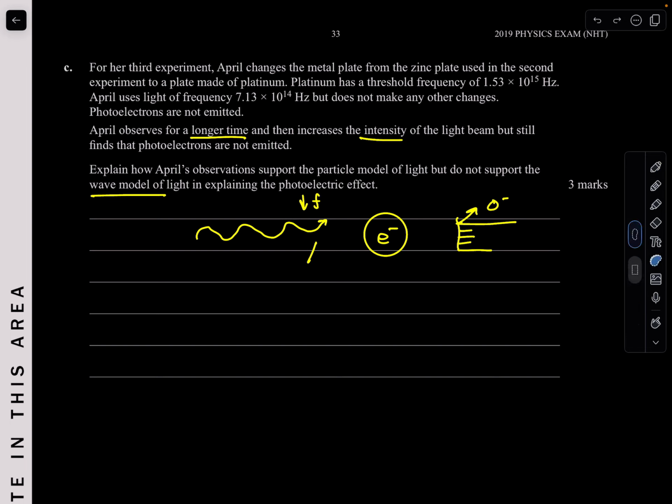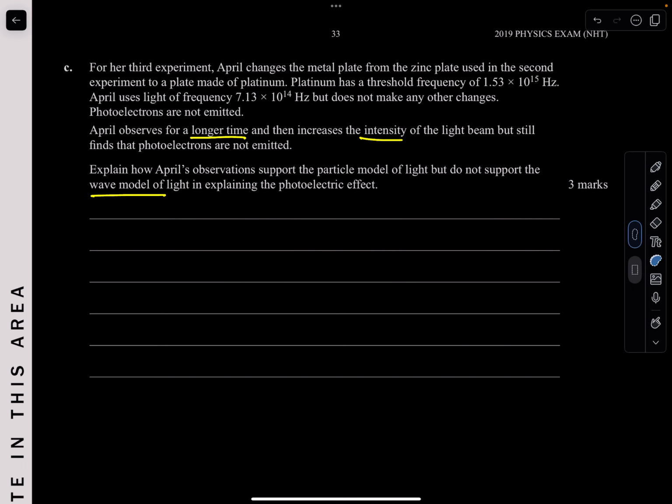So now we're going to explain why the particle model predicts this. The particle model is great because it supports the theory of the threshold frequency. So what is the difference between the particle model and the wave model? Photons carry specific energy. Let's say it carries, I don't know, 2 electronvolts. We're making up values here. So this is a photon, and say we have an electron here that we want to emit. We want it to release.